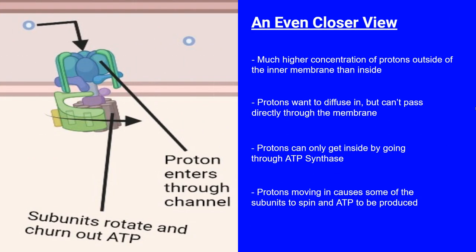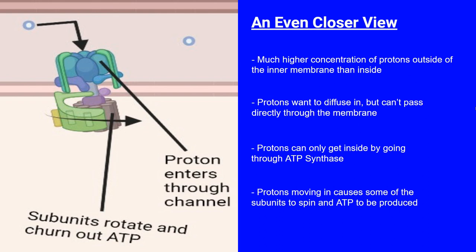ATP synthase lets protons flow in, which causes some of its subunits to spin. Each time these subunits spin, an ATP molecule is produced. As long as the mitochondria has a steady supply of pyruvates and oxygen, it'll keep pumping protons into the intermembrane space. As long as there are protons in the intermembrane space, ATP synthase will keep churning out energy for the cell.